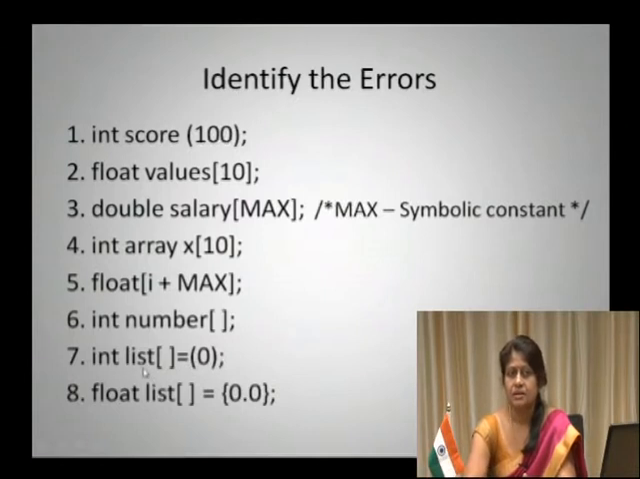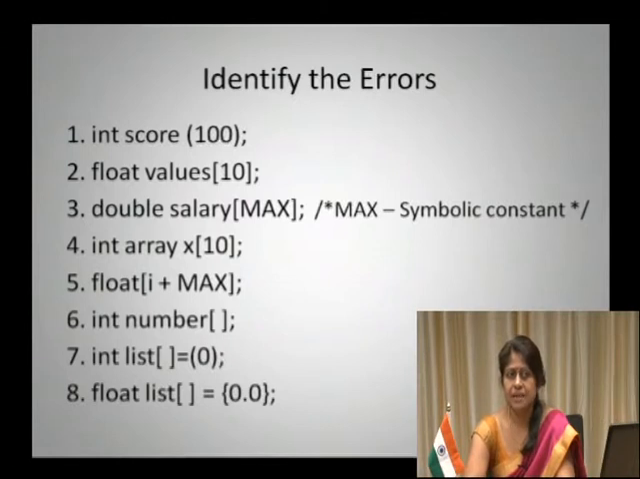Next, int list, again an empty square parenthesis, equal to 0. Here we have a data type int, array name, and the square bracket always represents that this is an array, and we are trying to initialize the values for this array called list. Initialization of an array variable should always be enclosed within a flower parenthesis. Since we have a simple parenthesis like this, it is also wrong.